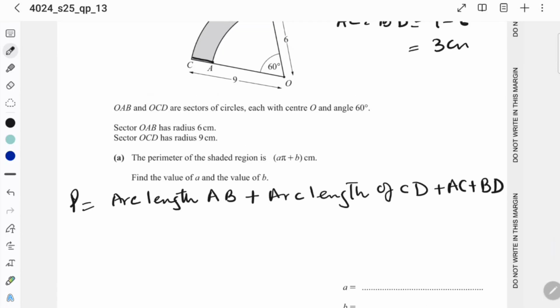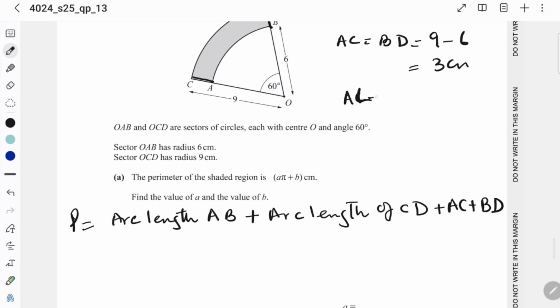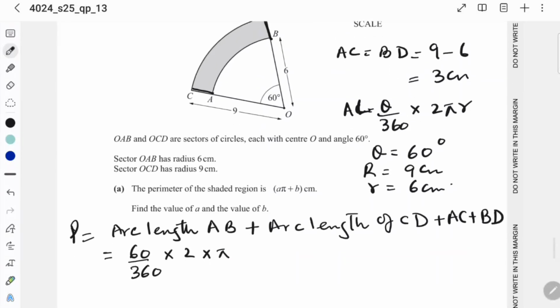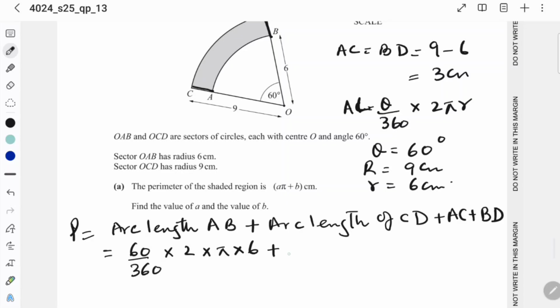There is no problem. The arc length formula is theta, the angle, over 360 degrees, into 2 pi r. So the angle is 60 degrees, the bigger radius is 9 and the smaller radius is 6, and the 2 straight lines are 3 and 3. Angle over 360 degrees into 2 into pi, AB is the smaller one so I'll take 6, plus theta over 360 degrees into 2 into pi, CD is the bigger arc length, 9, and 3 and 3.